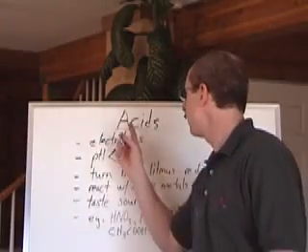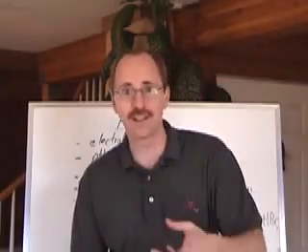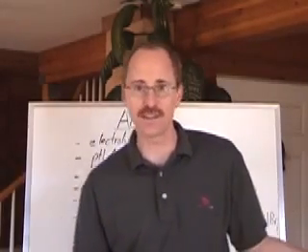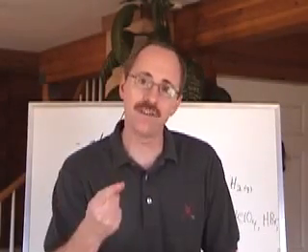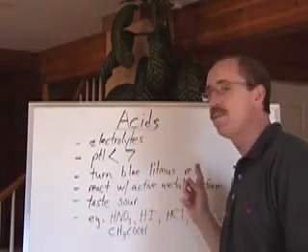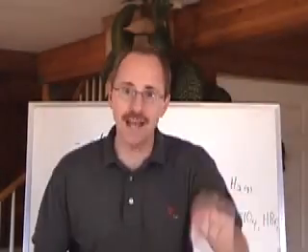So what's the property of an acid? Well, they're electrolytes. They conduct an electrical current. Their pH is less than 7. So if you've got a solution that's got a pH less than 7, you have yourself an acid, and it has to be an electrolyte. They turn blue litmus paper red. Blue litmus paper in acid turns red.